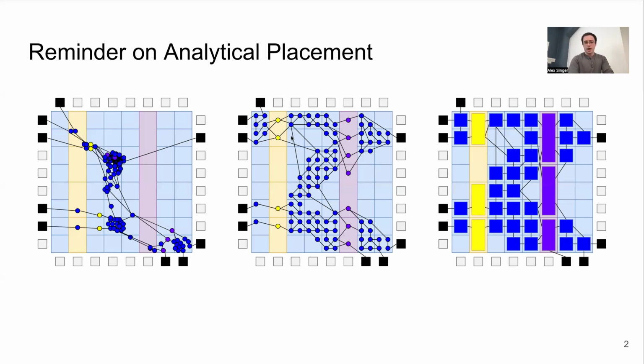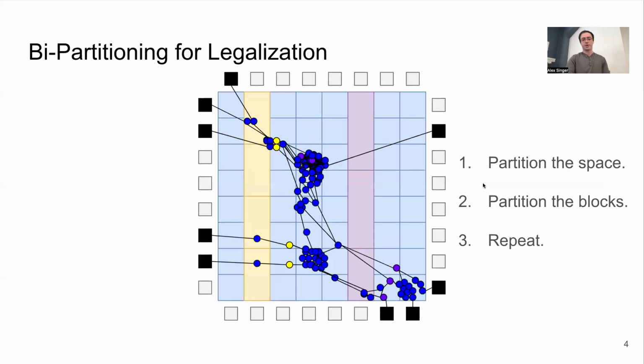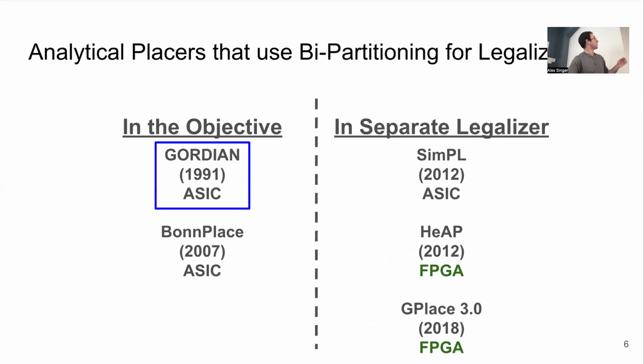Once we have that global solution, which is a global view of the placement, we're going to fully legalize this through basically a clustering and then a placement. I just quickly gave a background on what bi-partitioning is at a high level, as well as the pros and cons. And I covered two papers.